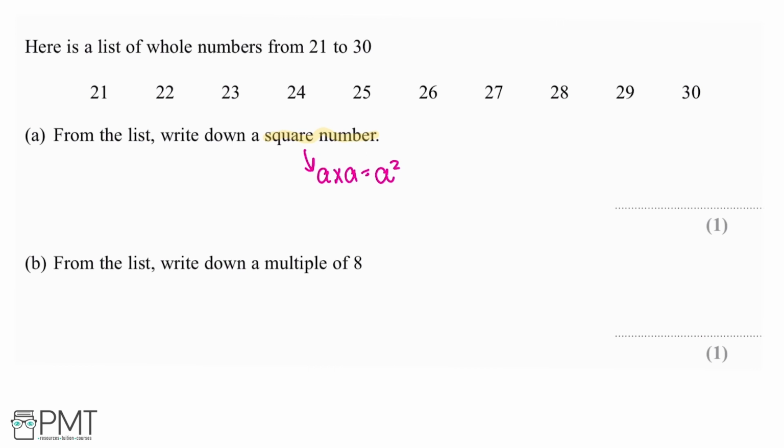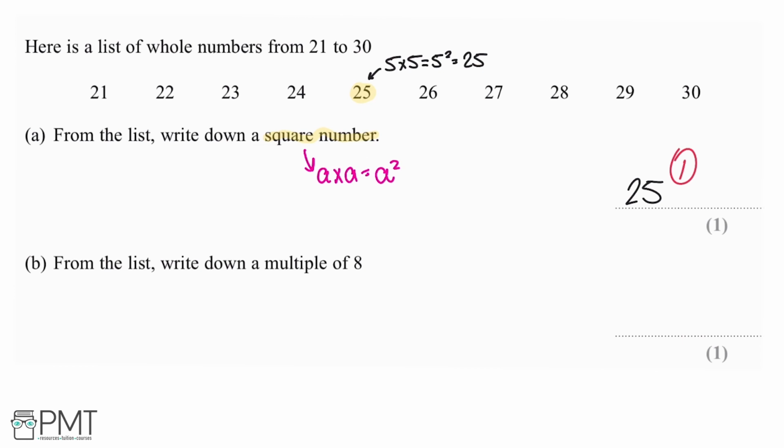And if we have a look through, we can see here that 25 is a square number, because 25 can be made up by 5 times 5. It's 5 squared, which is 25. So 25 is the correct answer for 1 mark.